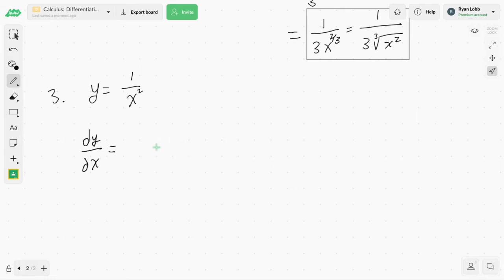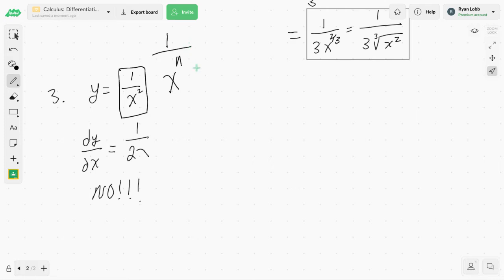So dy/dx. Now, a common thing here, as you're watching this: no, don't do this. The common derivative that I would first see is 1/2x. And incorrectly, what did you do? Well, you did this part right at the bottom. You put the 2 in front and dropped the power by 1, except this right here, 1/x squared, does not take the form of x to a power of n. This is 1/x to a power of n. That's not what the power rule is.